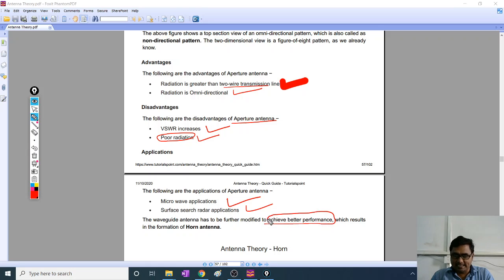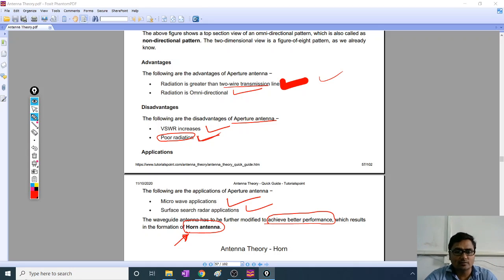So waveguide antennas, I said, are a good option compared to the two-wire transmission line, but a poor radiator. Look at this. The advantage is this and the disadvantage is this. So if I want to increase its radiation power, or directivity, or radiation capability, then what I need to do is change its aperture. I will change its physical structure. If I change the physical structure, the new antenna that I come up with is the horn antenna. Just modify the waveguide antenna and you will get a horn antenna.